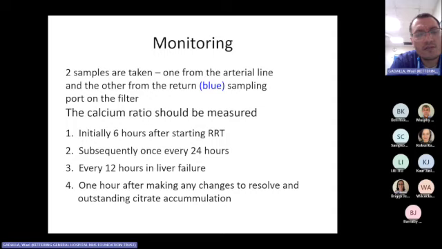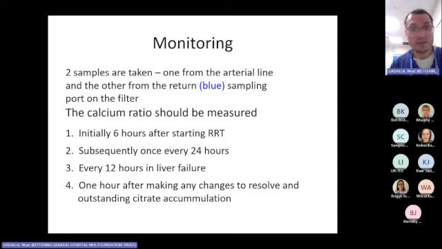How to monitor the citrate? We said that we take 2 samples, one from the arterial line and another one from the return or blue line. We measure the calcium ratio, total calcium to ionized calcium, which should be no more than 2.5. Initially, we do this after 6 hours of starting the renal replacement therapy, and then every 24 hours. If the patient has liver impairment, we can do it every 12 hours.